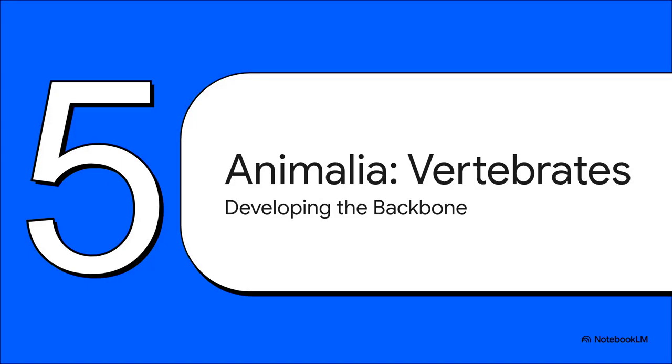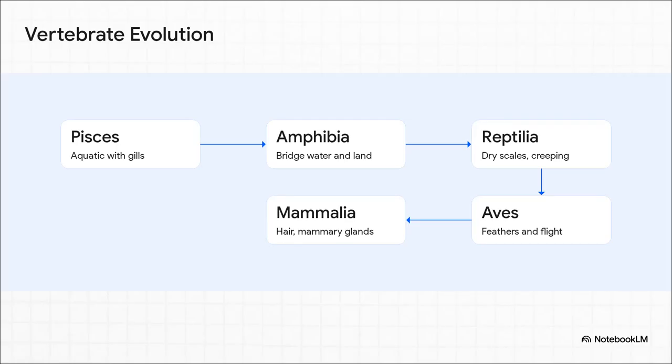Section 5. Kingdom Animalia, the vertebrates. Let's shift gears and look at the animals that did develop backbones, the subphylum Vertebrata, and see how they evolved to conquer literally every corner of the globe. Following our own broad family lineage here, step 1 starts in the water with Pisces, purely aquatic fish with gills. Step 2, we get Amphibia, like frogs, brilliantly bridging the gap between water and land. Step 3, Reptilia. Reptiles evolve dry scales and creeping movement to fully conquer dry, arid land.